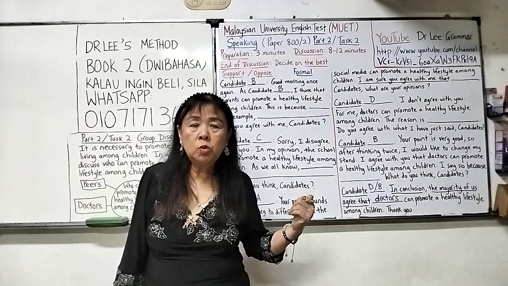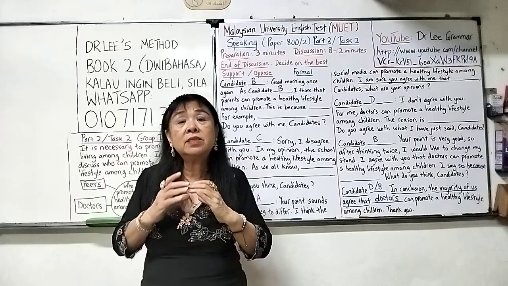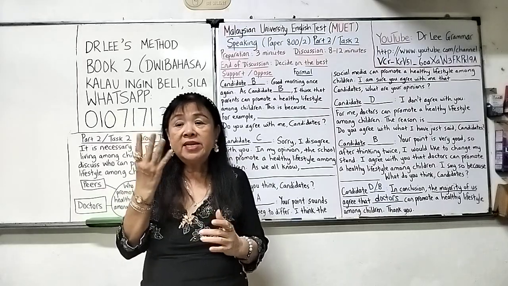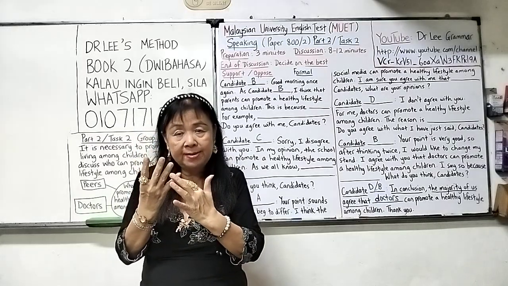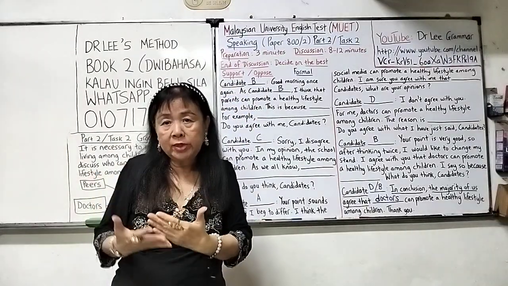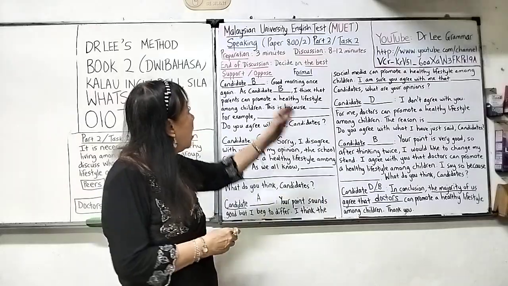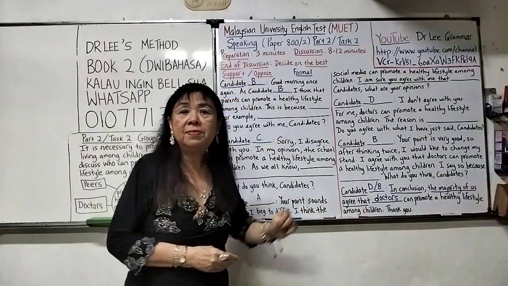For Task 2, you are not going to do it individually, but as a group of 4 people: Candidate A, B, C, and D. You are given 3 minutes to prepare. Once you get the questions, you have 3 minutes to make some notes. After 3 minutes, the discussion begins.